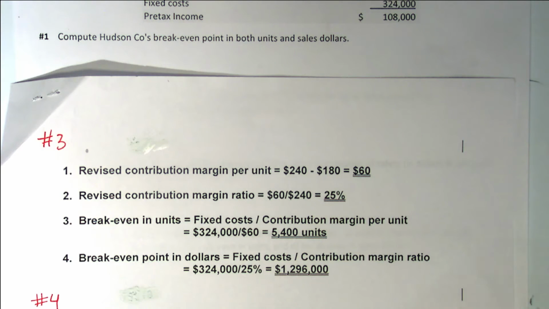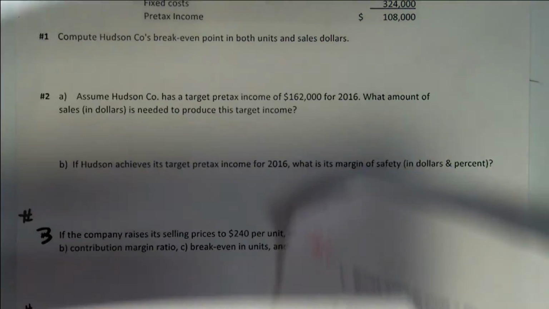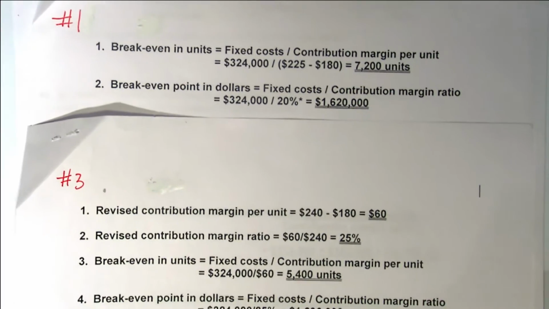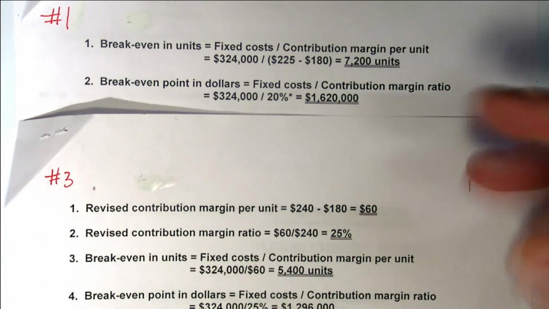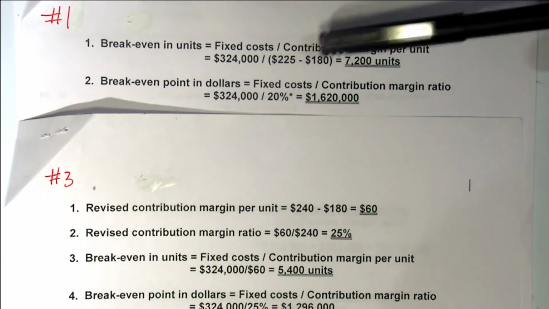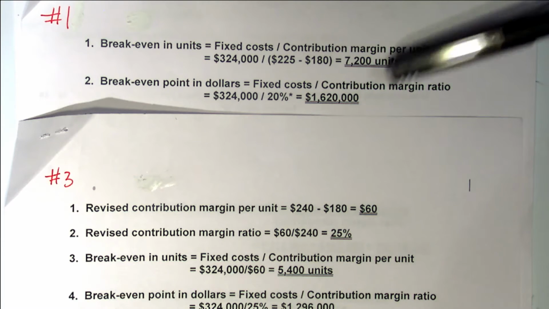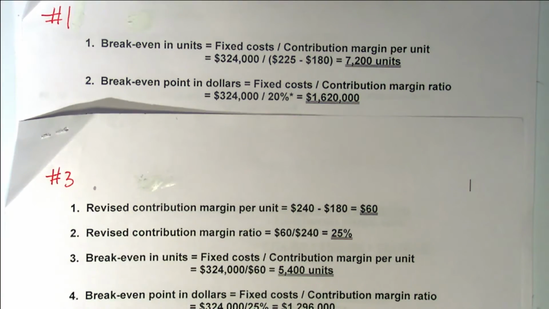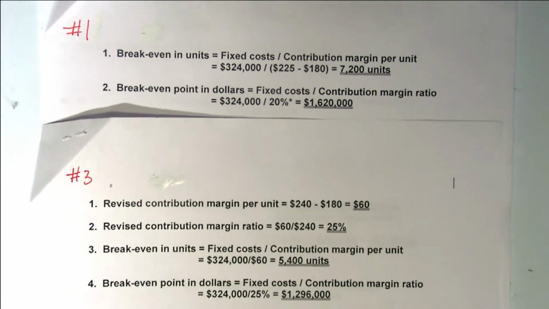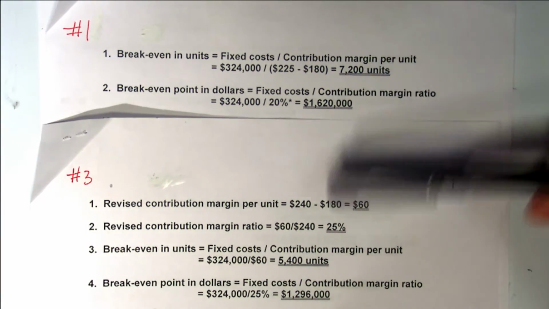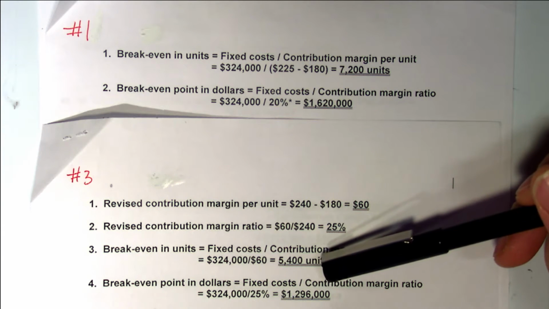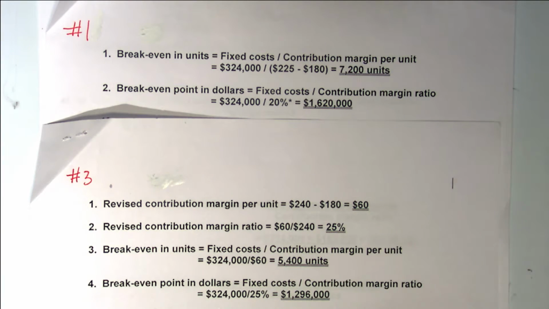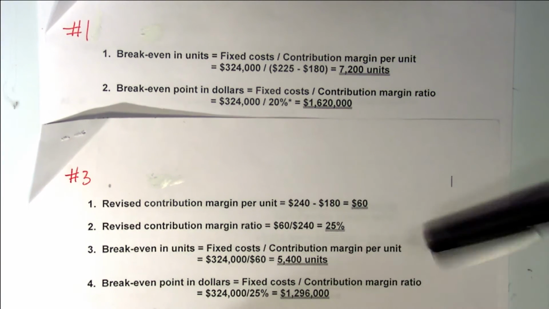Now, let me put up the original break-even information. See if I can put it on the same page. Okay. Now, this is the original break-even. 7,200 units, 1.62 million. If we undergo this course of action, then our break-even will be reduced from 7,200 units to 5,400 units. And it will be reduced from 1.62 million to 1.296 million if we undergo this change.